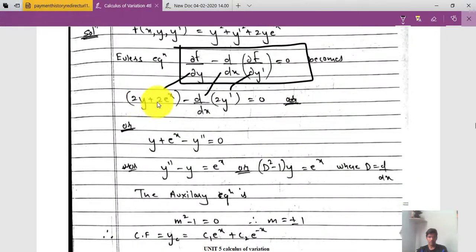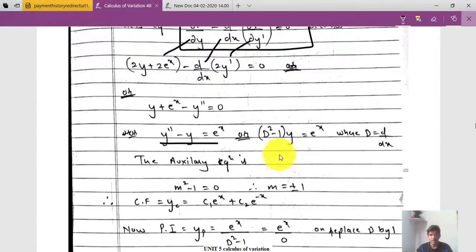Now since everywhere here it is 2, I can divide by 2. So y plus e raised to x minus y, and differentiating again with respect to y prime, it becomes y double prime, which is equal to 0. Therefore on rearranging, I have y double prime minus y equal to e raised to x. So this is d square minus 1 applied to y equal to e raised to x.